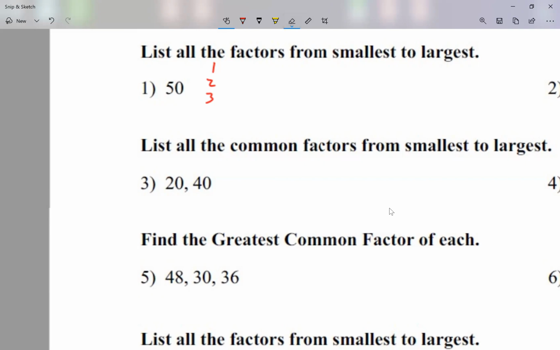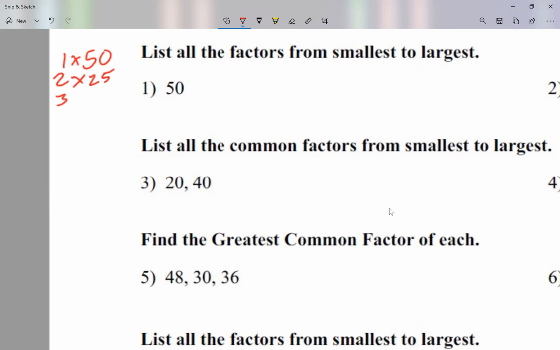So first, let me go 1, 2, 3. I could go more than that. First I ask, can I multiply 1 times something equals 50? Yeah, 1 times 50, right? 1 times 50 is equal to 50. How about 2? Can I go 2 times something? Yeah, 2 times 25, right? 2 times 25. Okay, so that's another product.